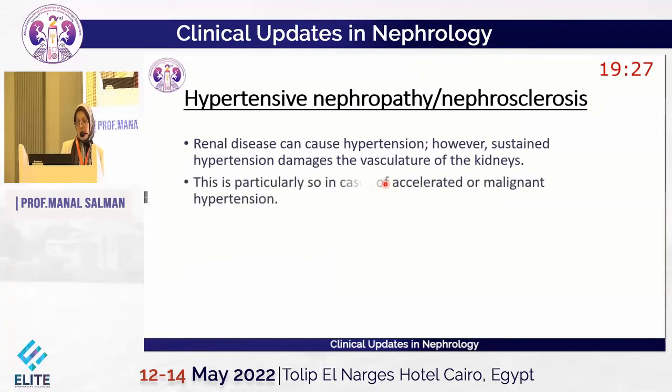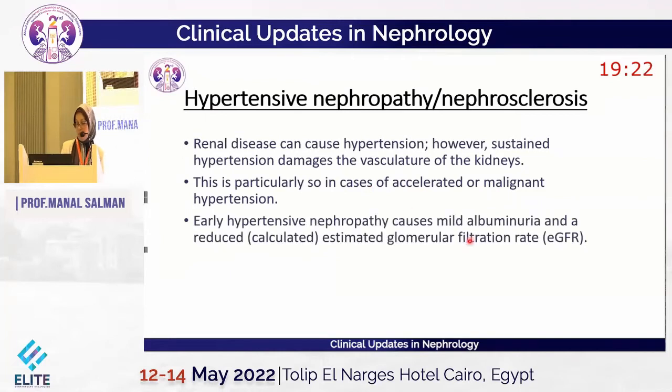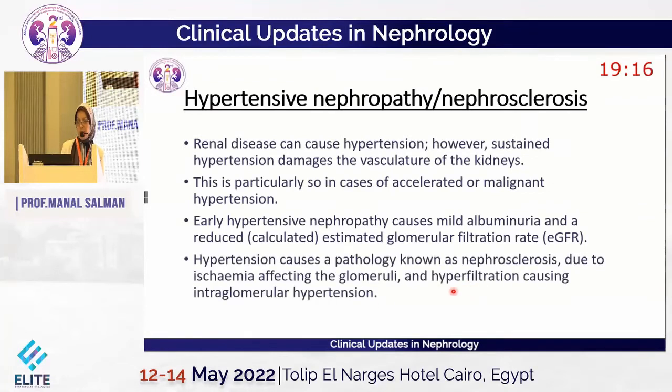And this is particularly so in cases of accelerated or malignant hypertension. Early hypertensive nephropathy will cause mild albuminuria and decrease GFR. And hypertension will cause a pathology known as nephrosclerosis. This results from ischemia of the glomeruli and hyperfiltration leading to intraglomerular hypertension.